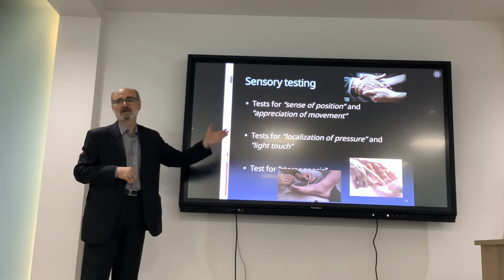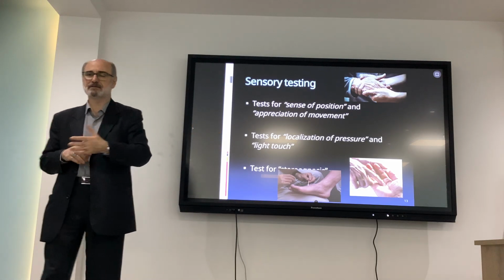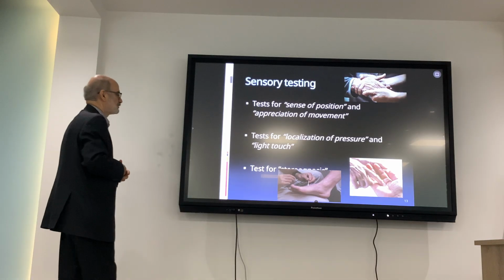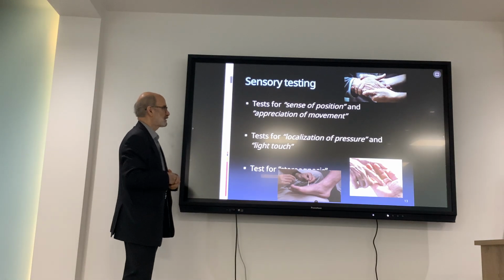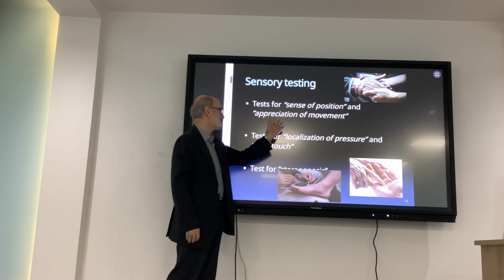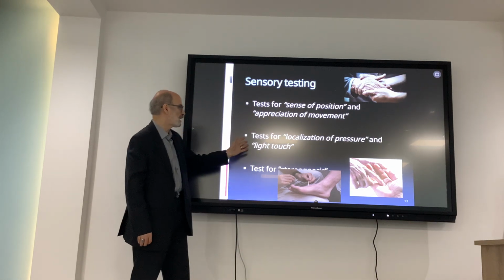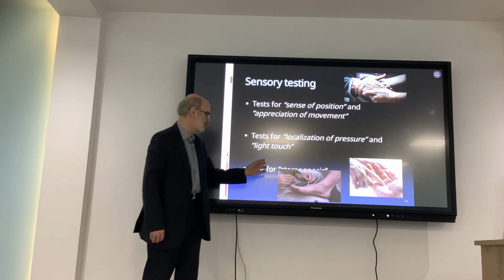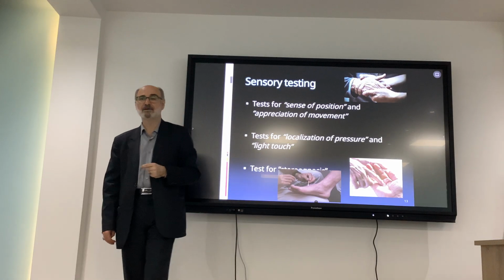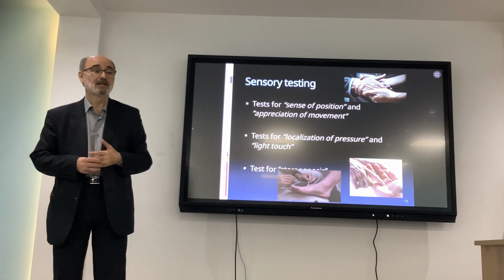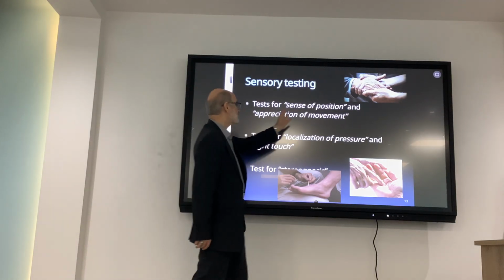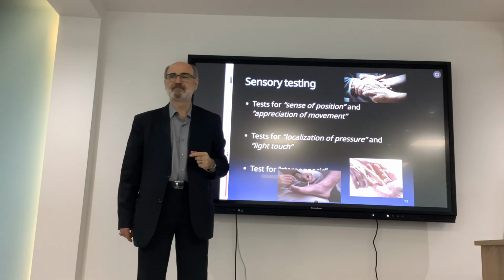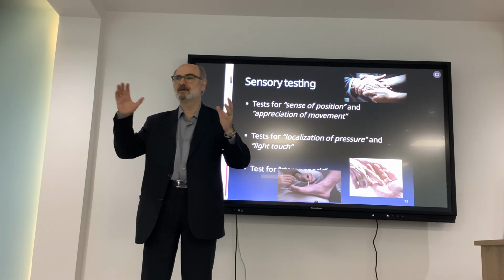Sensory testing is another component suggested for the MDT and Bobath approach. Sense of position, appreciation of movements, and localization of pressure and light touch are used. And a test for stereognosis is another component of sensory testing. Do you know how we can test for the sense of position?